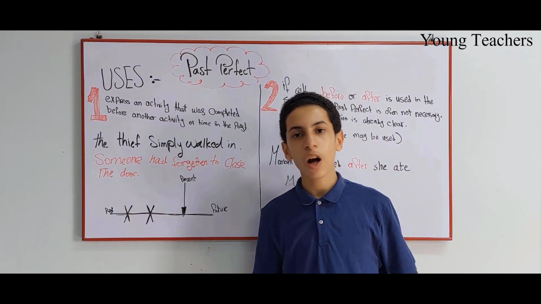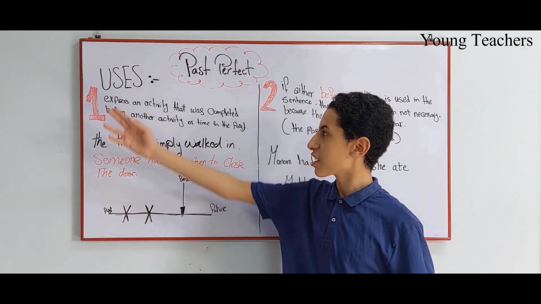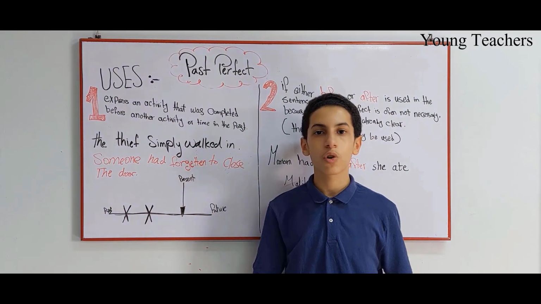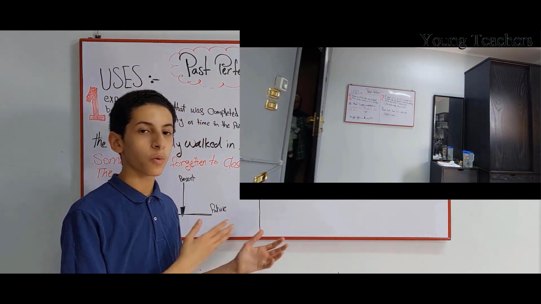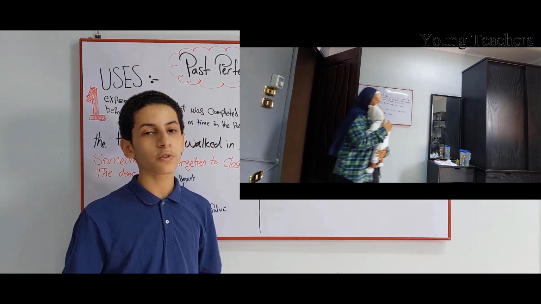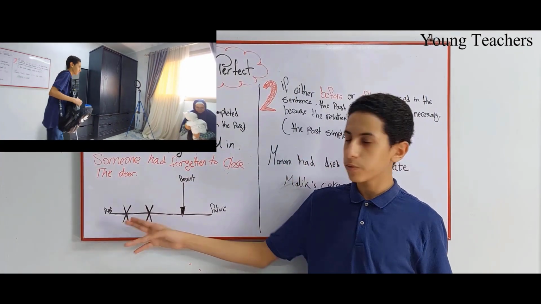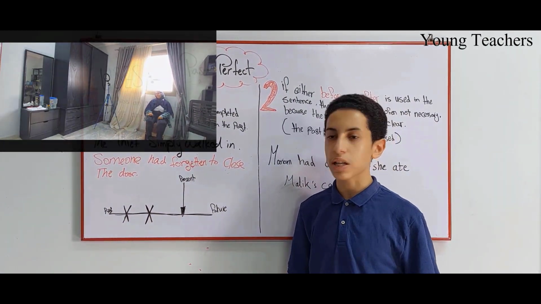So now let's see how to use the past perfect tense. The first use is that it expresses an activity that was completed before another activity or time in the past. For example, the thief simply walked in. Someone had forgotten to close the door. So someone had forgotten to close the door first, and then after this action, the thief walked in.